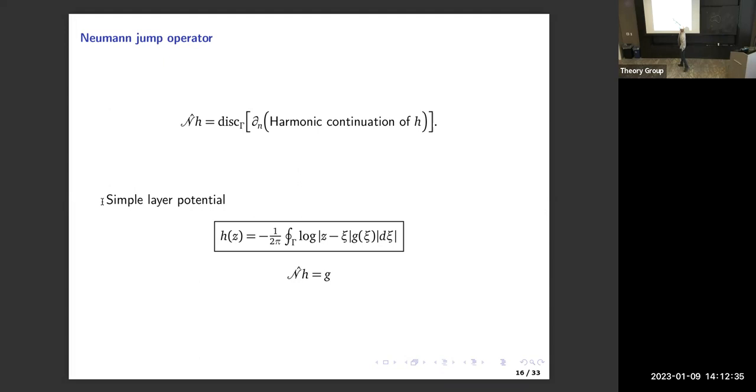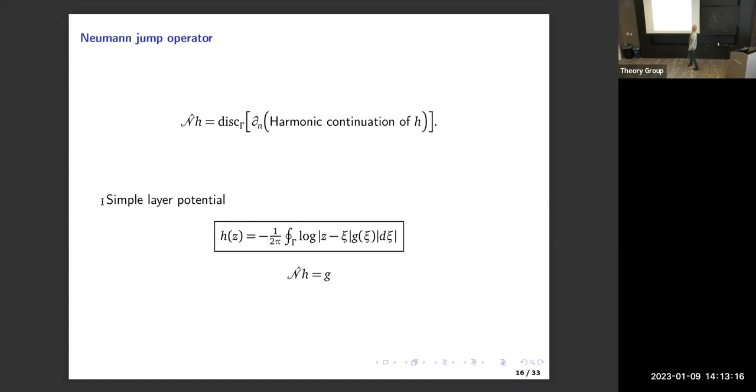And this jump of normal derivatives of two harmonic functions outside and inside is the action of the Neumann jump operator. Physically, it means that on the contour I have what is called a simple layer. I have some electric charge on the contour. It produces a Coulomb potential at a point Z somewhere outside, right? And if I have this Coulomb potential but would like to restore the density of charge, called the simple layer, I have to apply the Neumann jump operator to the potential, to the surface.